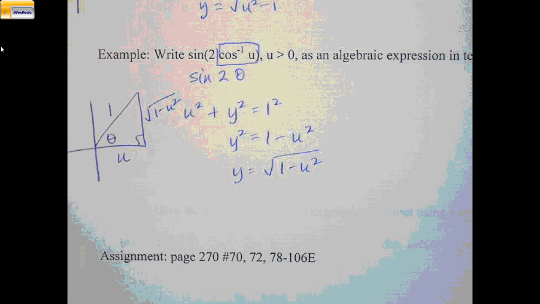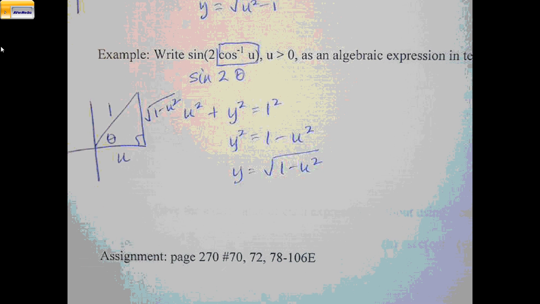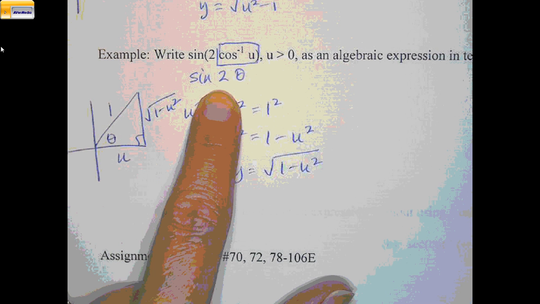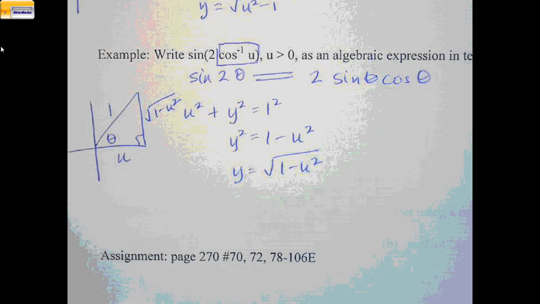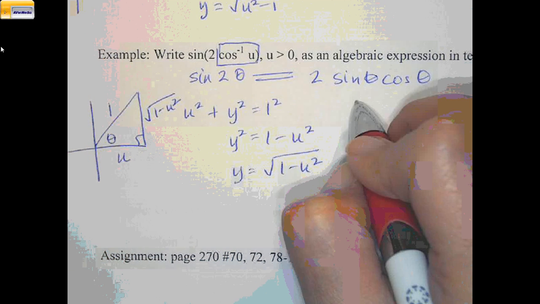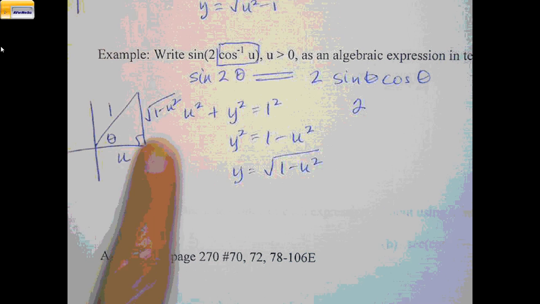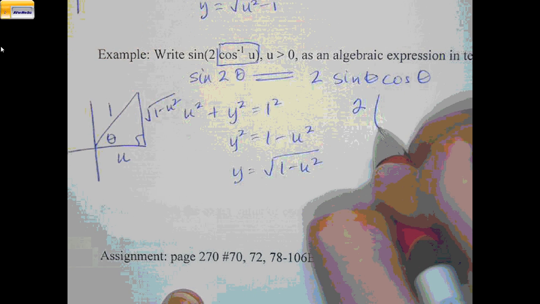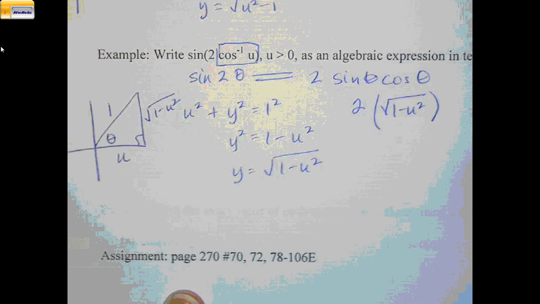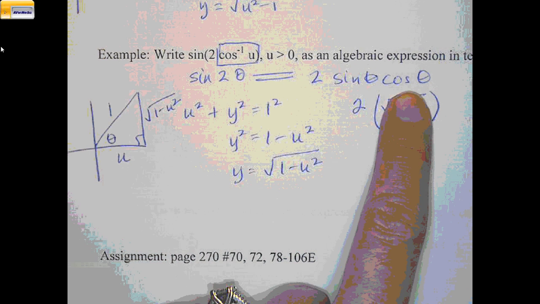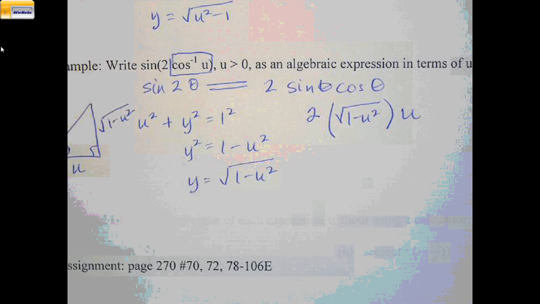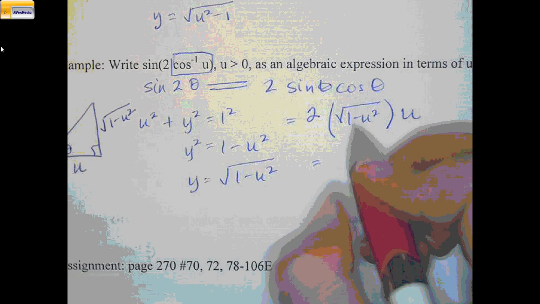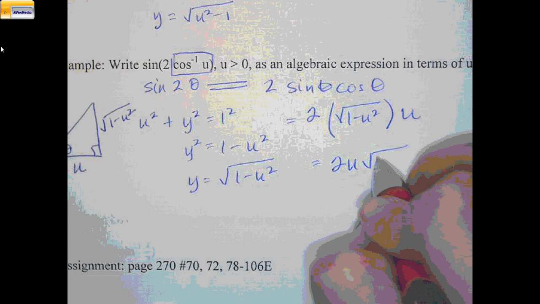Once you have your triangle set up, let's go back and see what they're asking for. They want the sine of 2 times that angle. This is an identity. It's on your pink sheet. Yep, you got it. 2 sine of theta, cosine theta. So I've got 2 times sine of the angle. Look at the triangle. Sine is opposite over hypotenuse. Times cosine of theta. Cosine is adjacent over hypotenuse. Now you just need to put it in a pretty order. Should be 2 times u times the radical. And that's it.